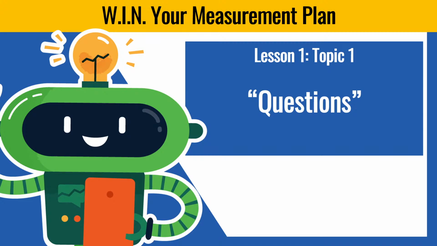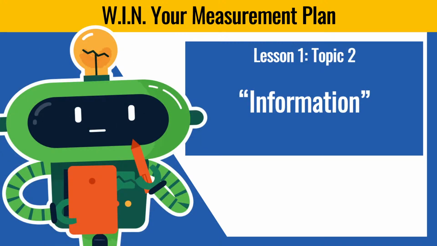With that, we'll go ahead and wrap up our first topic of lesson number 1, questions. Coming up next, we're going to dive into the second part of what we call our QIA process when it comes to planning. So first we talk about questions. The I is, of course, information. We'll see you there.